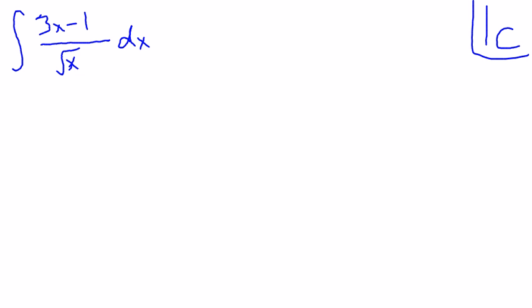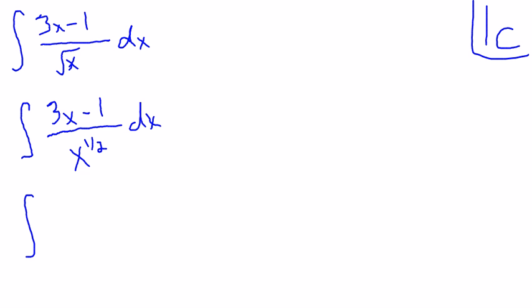So instead of trying to use U-sub, I'm going to use some power rule stuff and try to divide that root x into both of those other two terms. I'm going to start by writing it as 3x minus 1 over x to the 1/2 dx. Now some of you may be able to divide that in and say I'm good to go, but what I'm going to do instead is write this as the integral of 3x minus 1 times x to the negative 1/2 dx.